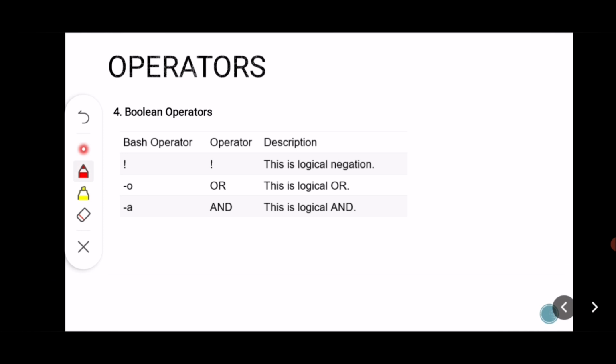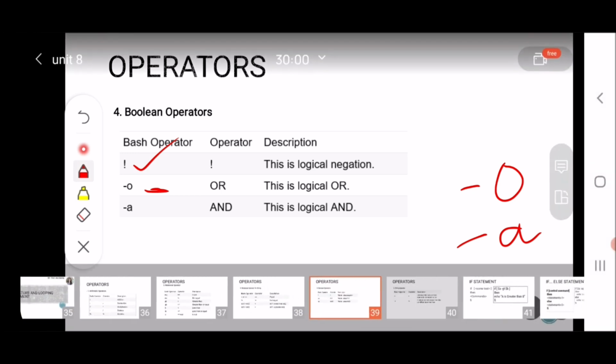The next one is the Boolean operator. For logical not, we simply write the not symbol. For logical or, we write dash o, and for and, we write dash a. So these are the Boolean operators for shell script, where we can use OR and AND operations.